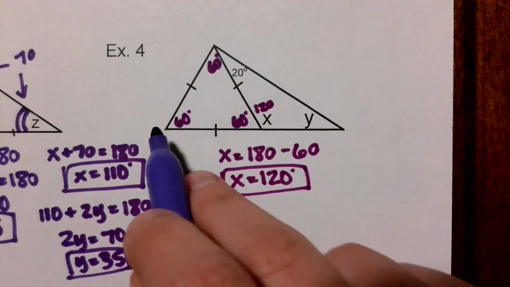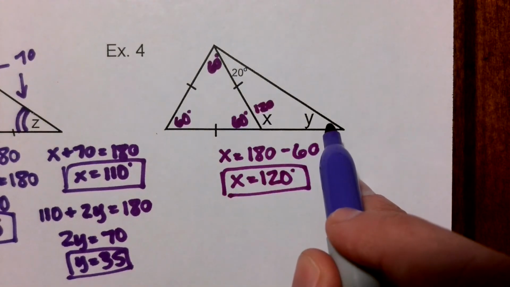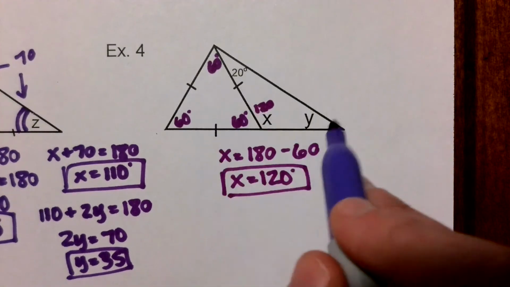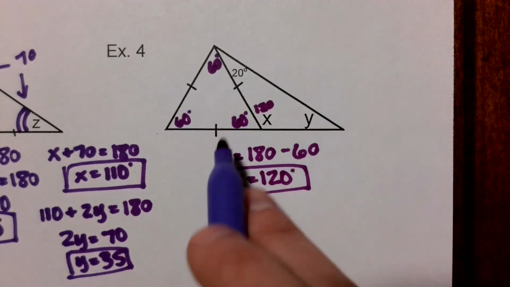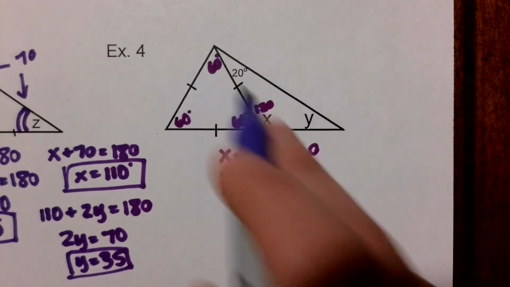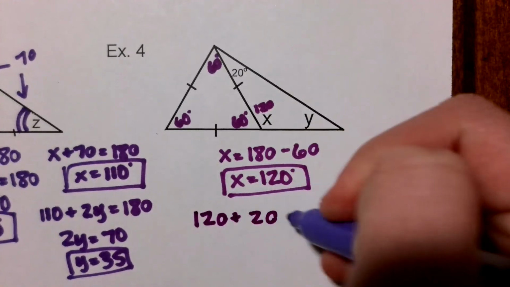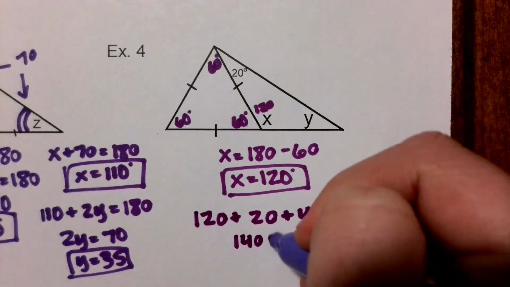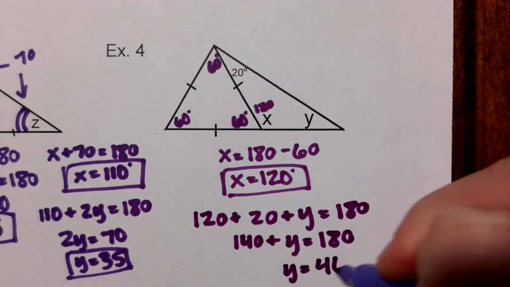I could either use the big triangle, I've got an angle that's 60, this is 80, and then I'm missing y, or I could use the triangle on the right and say my 120 plus 20 plus y has to be 180, or I could even use my exterior angle theorem and know that 60 has to equal the sum of 20 and y. So lots of ways that we could get there. Probably the most common way is just using that triangle on the right. And we get that y is 40.